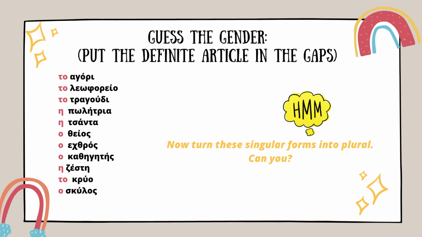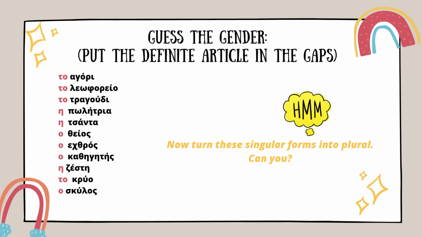Okay, so now it's time to check out your answers. I hope that they are all correct. The first one is το αγόρι, neutral gender. It ends with iota, so this is the common ending for neutral gender. Next one is το λεωφορείο, the bus. Το τραγούδι, the song.